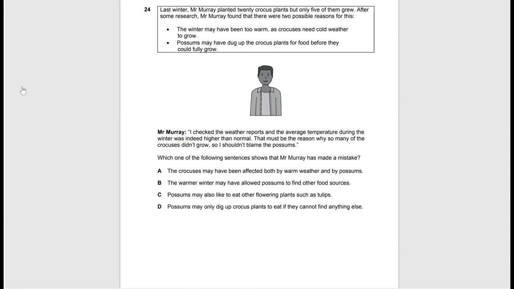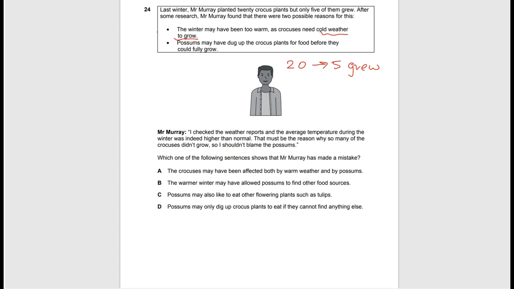Moving on to question 24. Last winter, Mr. Murray planted 20 crocus plants, but only 5 of them grew. So he planted 20, but only 5 grew. After some research, Mr. Murray found that there were 2 possible reasons for this. The winter may have been too warm, as crocuses need cold weather to grow. Okay, so they need cold weather to grow. Possums may have dug up the crocus plants for food before they could fully grow. That's also the 2 reasons.